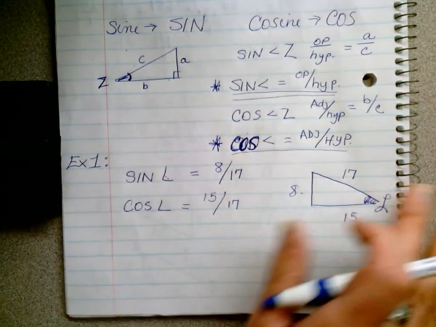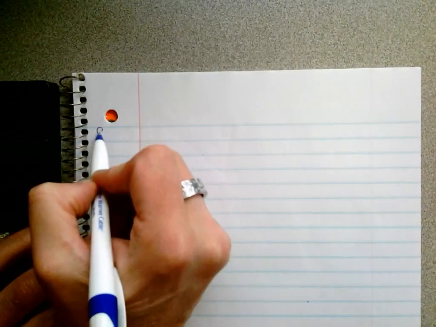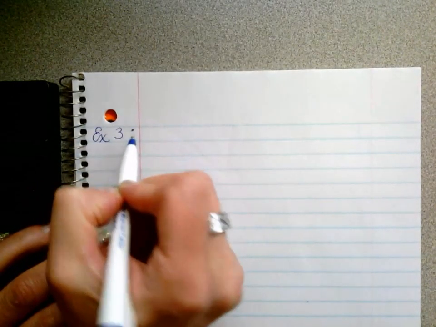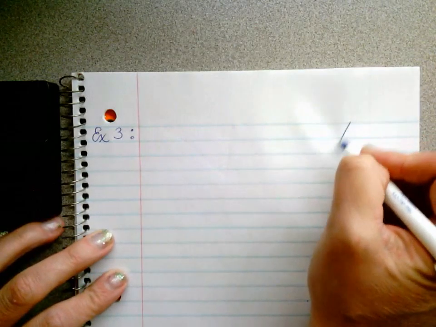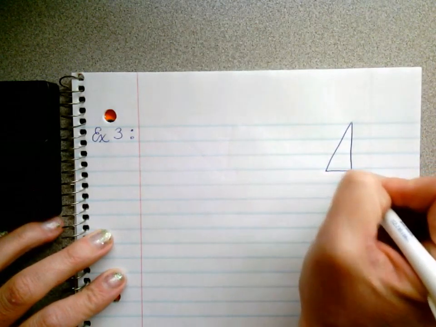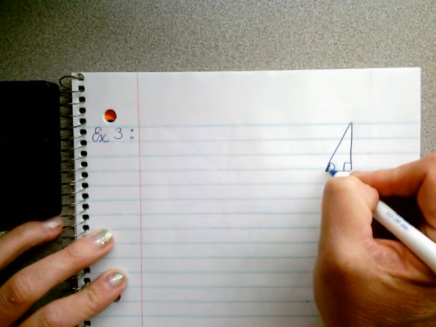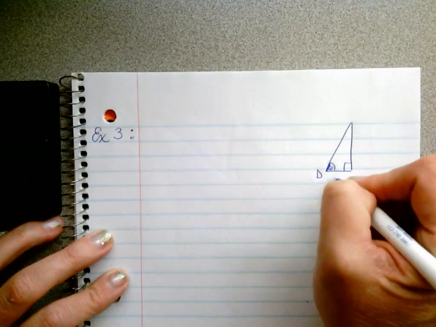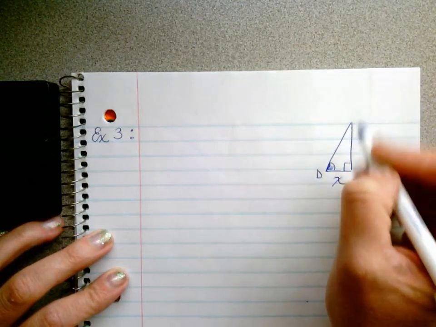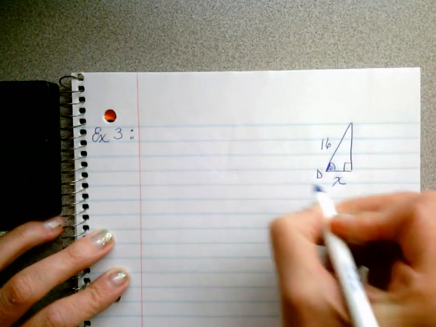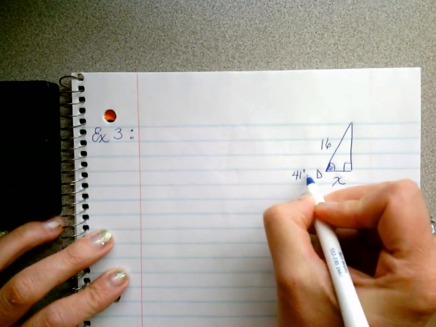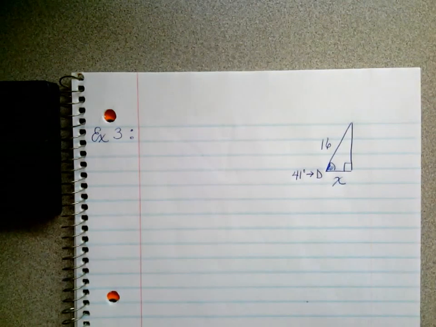Now, to use this information, I'm heading to example 3. They've got a triangle drawn. Here's angle D. I've got a side. I've got a hypotenuse. And I also know the measurement of angle D. Okay, so I know a side and the hypotenuse.